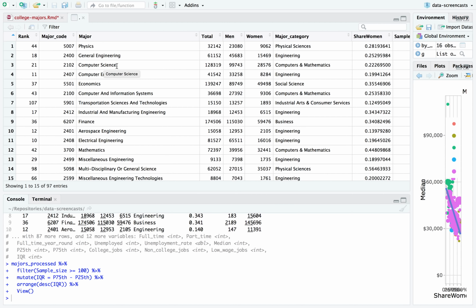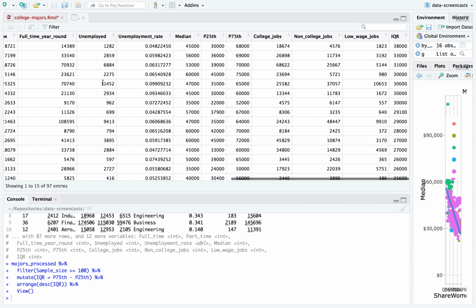Physics, computer science, economics, and general engineering and computer engineering have the highest. Those have like a 15 to 20,000. Oh no, pardon me, a 40,000 interquartile range. Those are probably ones where you can either go into academic areas, or you can go into some really high earning ones. So we have higher interquartile ranges for some of them.